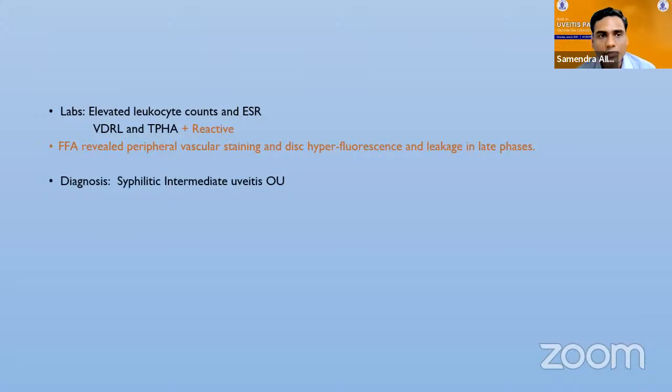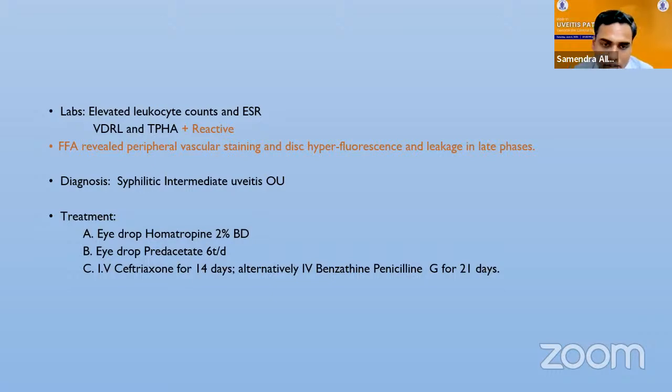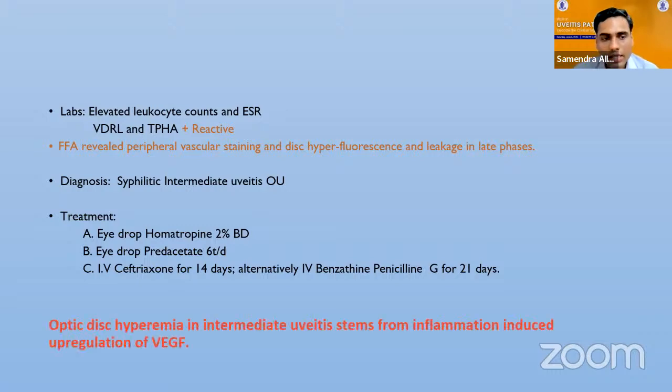In this case, FFA was diagnostic along with the lab investigations, and here the standard treatment is IV benzathine penicillin, which is given for 21 days, but sometimes because of the unavailability, IV ceftriaxone can be given for 14 days with good outcome. So in this case, the optic disc involvement was in the form of hyperemia, which stems from inflammation induced by the upregulation of VEGF, although there was no direct involvement due to mass lesion or due to adjacent infiltration.